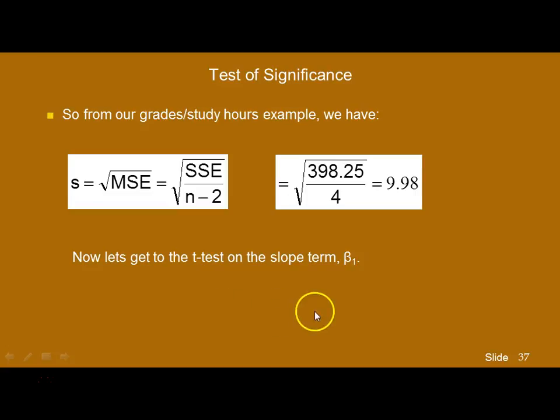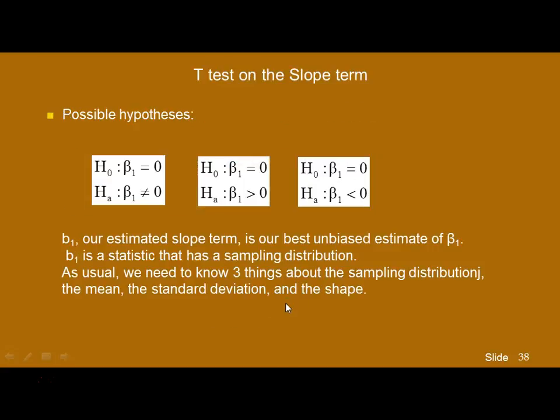Now let's go to the t-test on the slope term. And again, there'll be several things we have to develop before we get to the actual hypothesis test. As usual, if you're doing a t-test on a slope term, there's 3 different forms of the hypotheses. You can have a two-sided test, a one-sided right tail test, or a one-sided left tail test. We're going to focus just on the two-sided test for now. There is a reason for that. When we get to the f-test, it can only be used for the two-sided test. And so just to keep the two examples consistent, we'll use a two-sided test for right now.